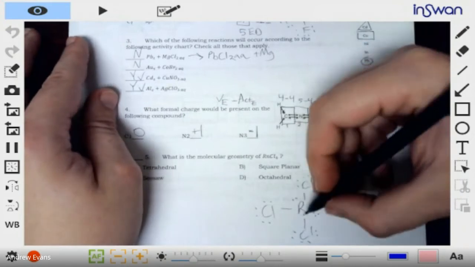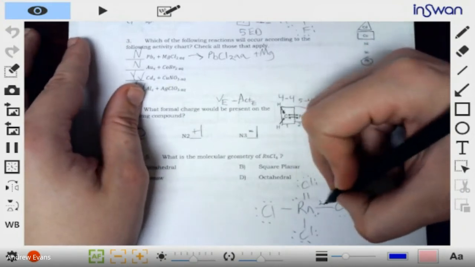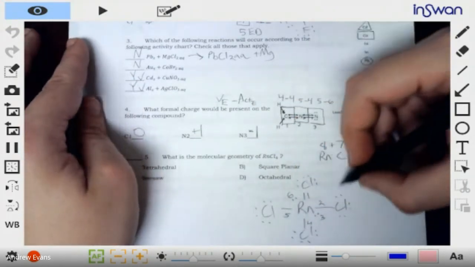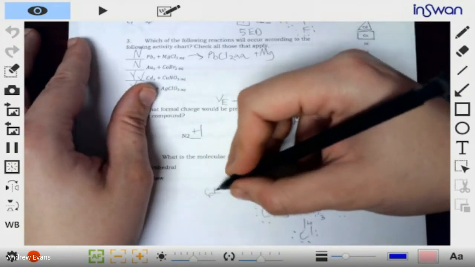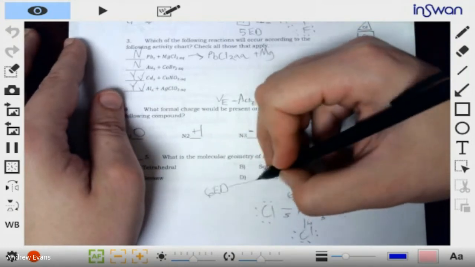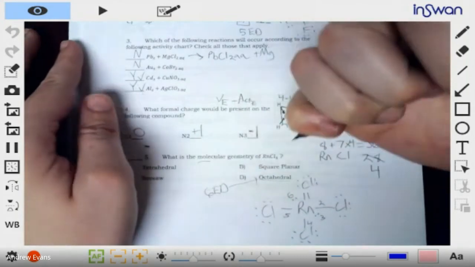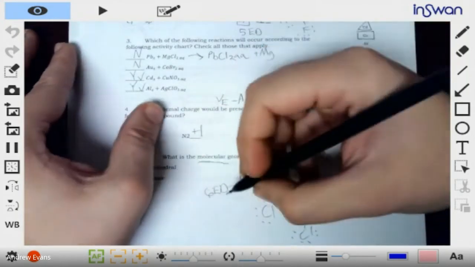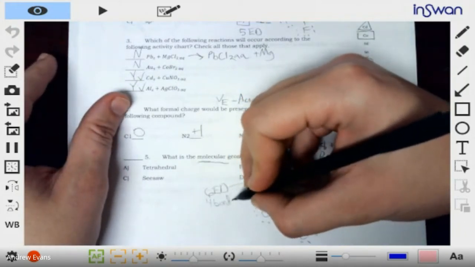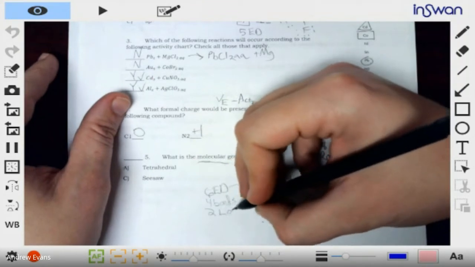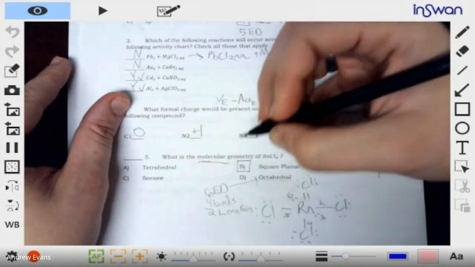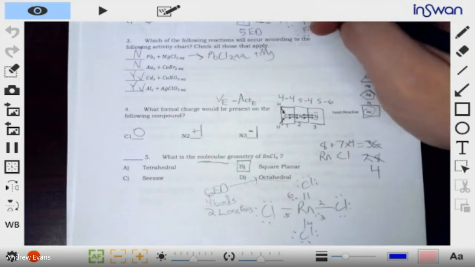So how many electron domains do we count? Count 1, 2, 3, 4, 5, 6. So that is 6 electron domains, which is the electron geometry of octahedral. However, I'm asking for the molecular geometry. For molecular geometry, we have to differentiate the bonds, 4 bonds, from 2 lone pairs. So 2 lone pairs means instead of octahedral, we are looking at square planar. Square planar is the shape.